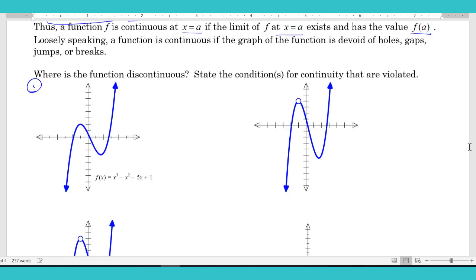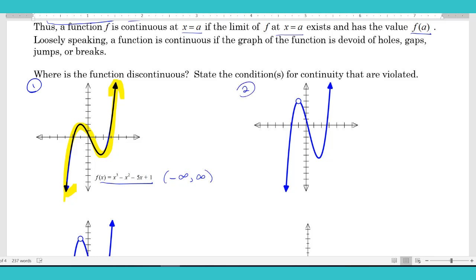We're going to look at this first one, and this is a given polynomial function. You may recall from earlier lessons that a polynomial has the domain of all real numbers. Right there, that tells you that there can't be any holes or gaps. It's all continuous. You can look at the picture. In fact, I can draw this picture without ever lifting up my pen. So it is definitely continuous everywhere, and no conditions are violated.